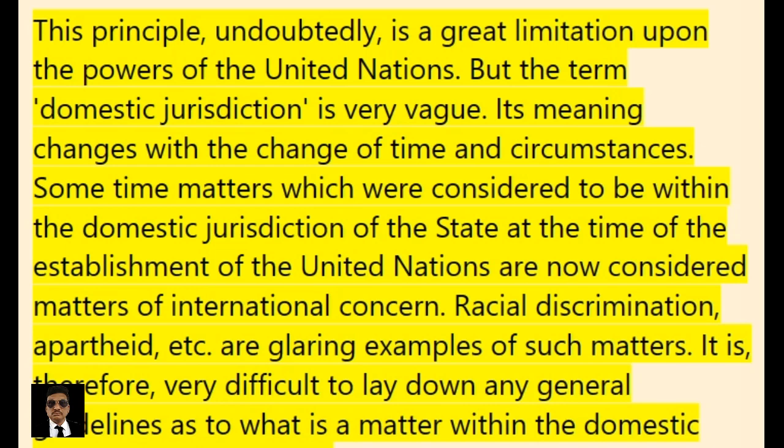Sometimes matters which were considered to be within the domestic jurisdiction of the state at the time of the establishment of the United Nations are now considered matters of international concern. Racial discrimination, apartheid, etc. are glaring examples of such matters. It is, therefore, very difficult to lay down any general guidelines as to what is a matter within the domestic jurisdiction of any state.